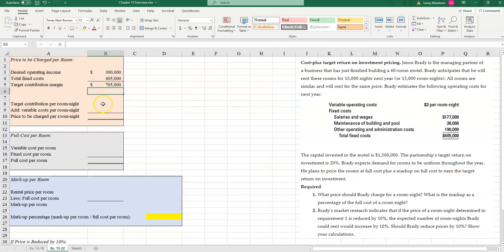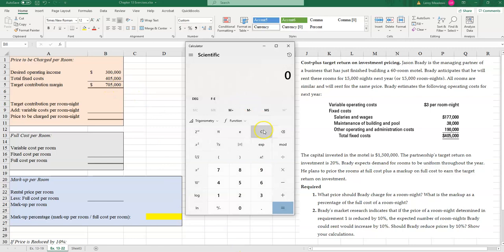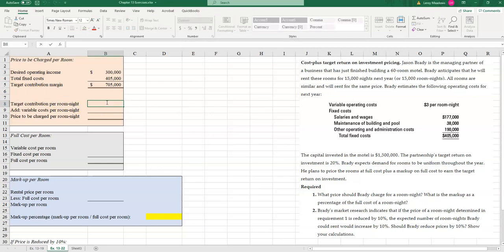So on a per night basis or a per room basis, how much is that? Well, $705,000 total contribution margin divided by the number of room nights we're expecting, which is 15,000. So on a per room basis, I want to have $47 of contribution margin per room per night.